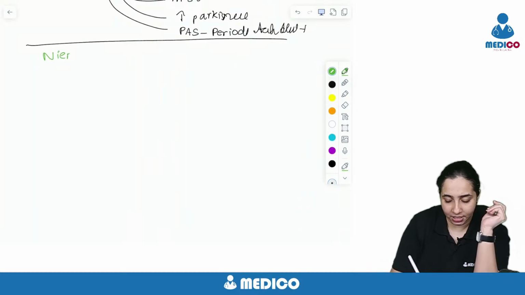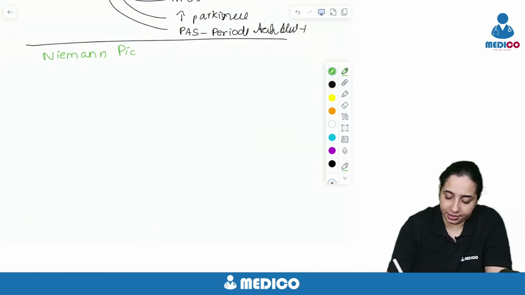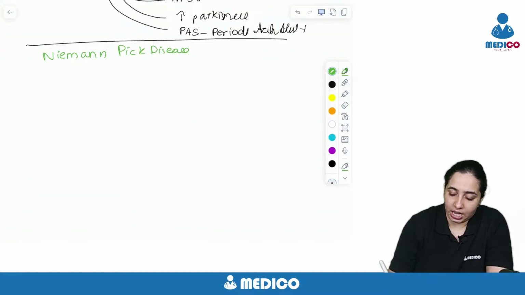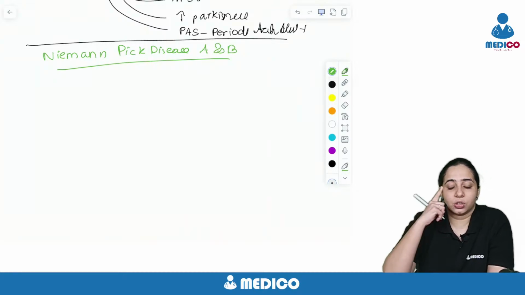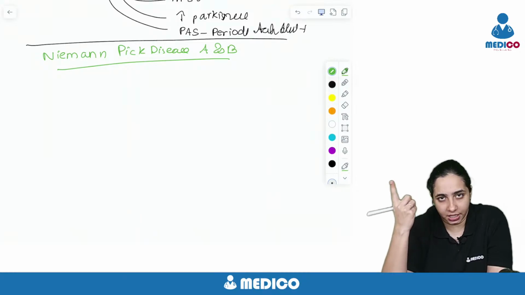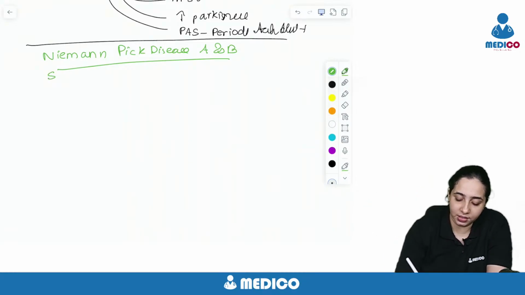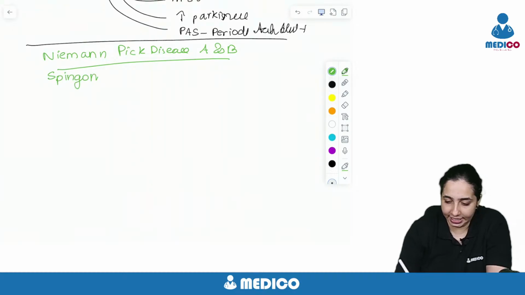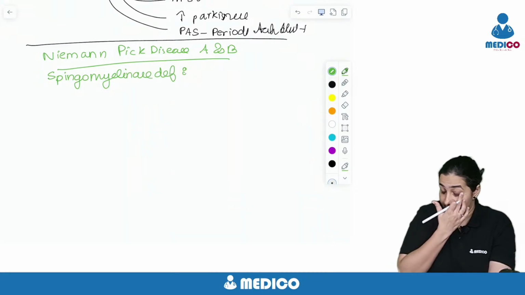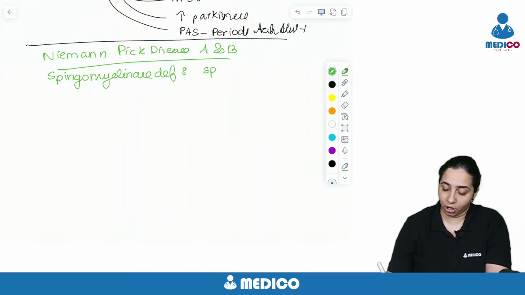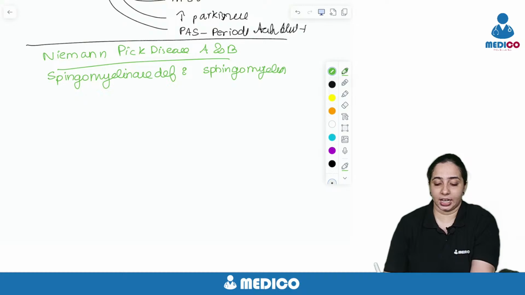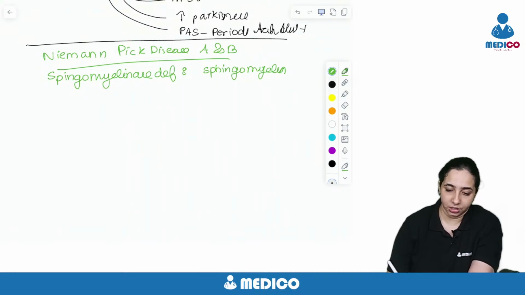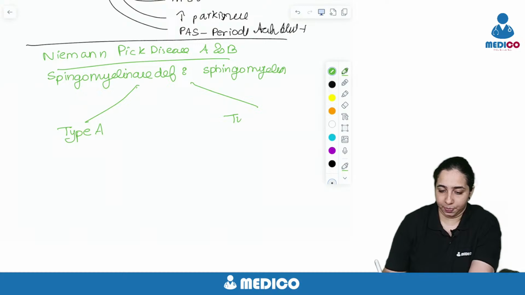So Niemann-Pick disease, A and B. Okay. So here in Niemann-Pick disease, as we learnt earlier, the enzyme which is defective is sphingomyelinase. And because of this sphingomyelinase deficiency, there is deposition of sphingomyelin. Okay, then again you can have two forms, that is, type A and type B.